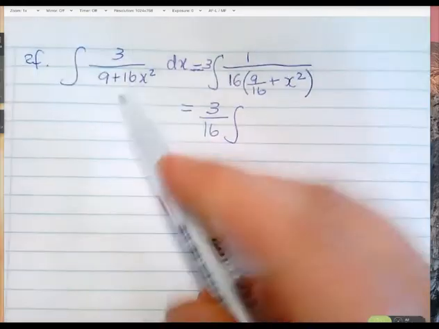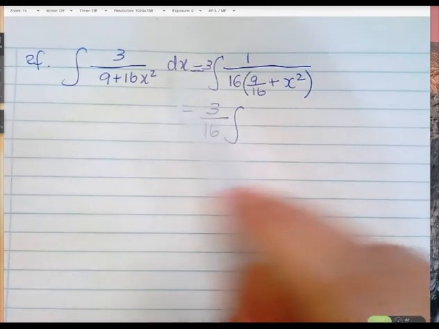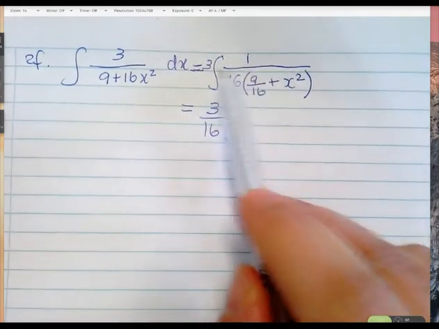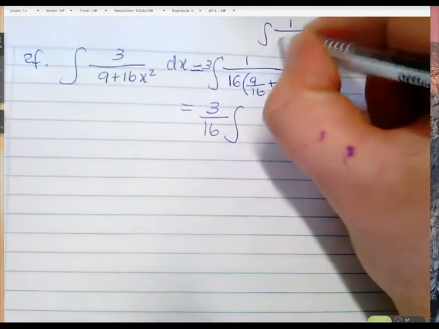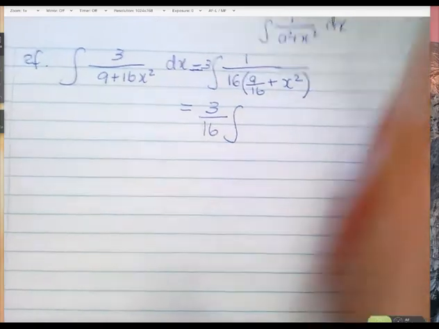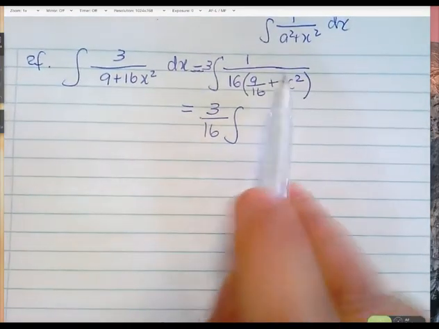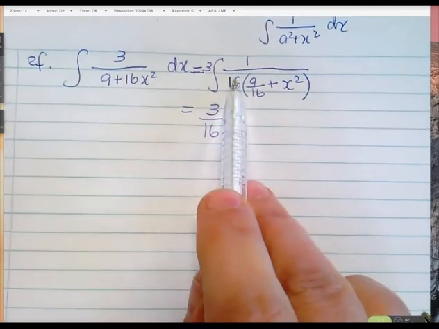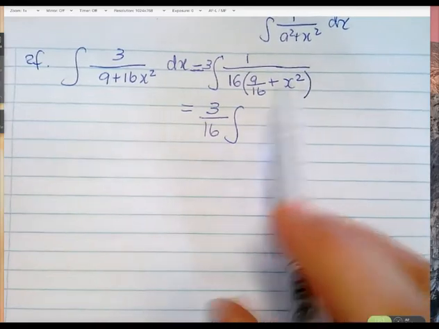Integrate 3 over 9 plus 16x squared dx. We're going to pull the 3 out because we want 1 on the numerator. So it's 1 over. We need it to be looking like integral of 1 over a squared plus x squared dx. So we're going to pull out the 16 because we don't want 16x squared. We just want 1x squared. So we pull out the 16. So 16 times bracket 9 over 16 plus x squared, close bracket.